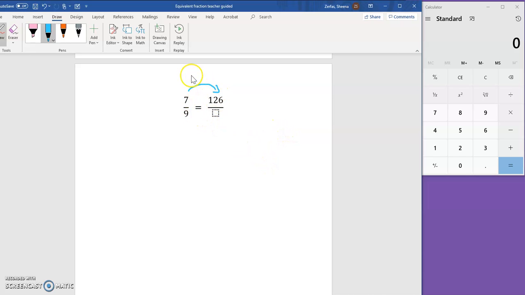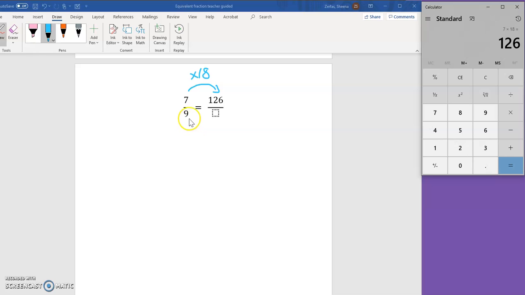Because I'm getting larger, I can say that I multiplied, and I need to figure out 7 times what is 126. To solve for this, I'm going to use a calculator. So if I know I multiplied 7 by something, to figure out that, I can take 126, divide it by 7, and that tells me that I multiplied by 18. Let's double check our calculator to make sure that's right. So 7 times 18 does give me 126.